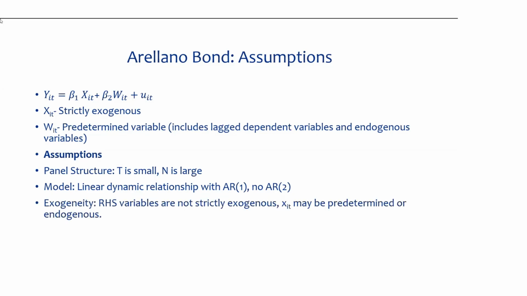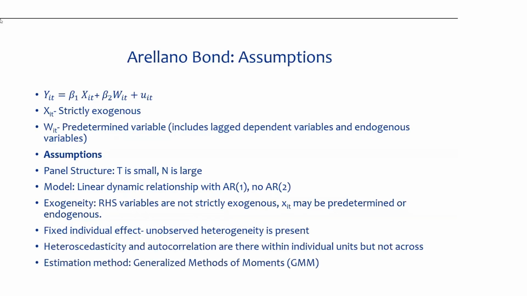Okay. Then exogenous. Then the unobserved heterogeneity is present. Heteroscedasticity and autocorrelations are there. How do you address heteroscedasticity? Well, you can use a VC robust function and then address the heteroscedasticity. Autocorrelation is there. But this heteroscedasticity and autocorrelation are within the individuals. Within i equal to 1 for the different time periods, there is heteroscedasticity and autocorrelation, but not across. This is what we are arguing.